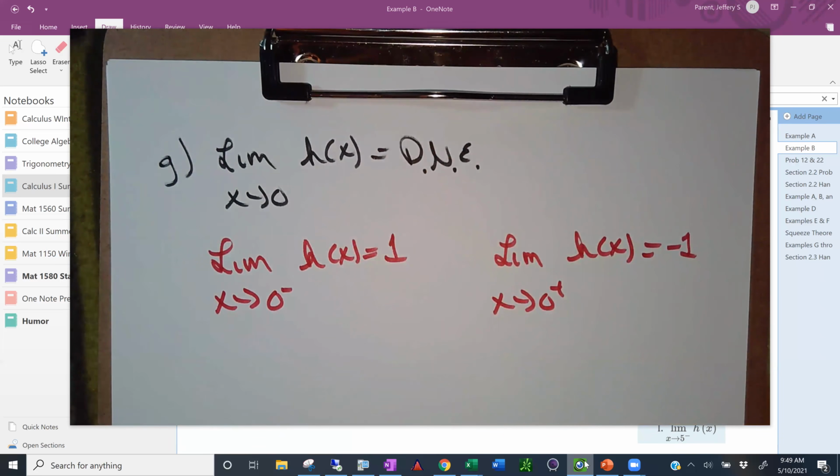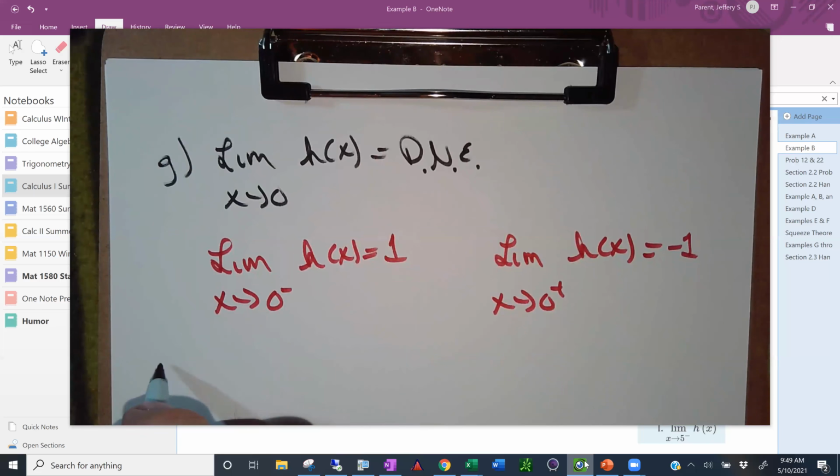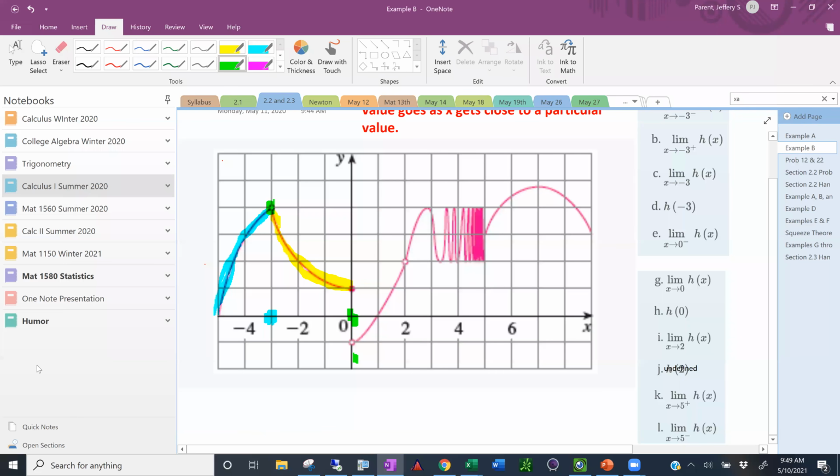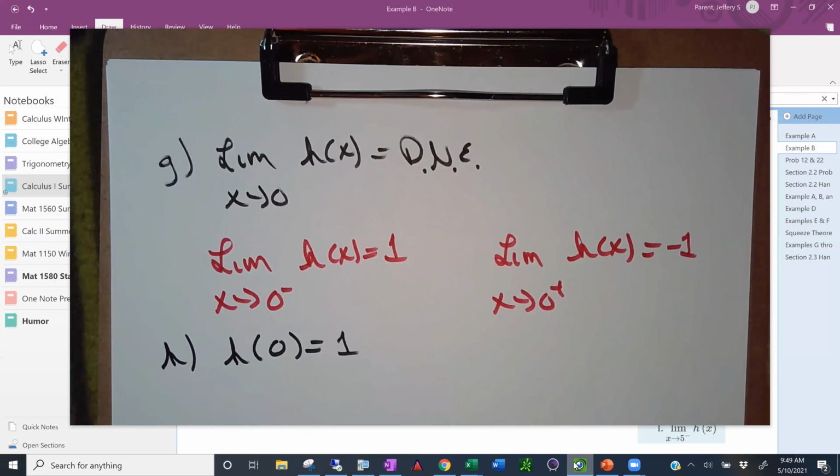Oddly enough, in this one, h of 0 is actually defined. What's the value of h of 0? 1. Yeah, 1. The function is defined at 1 here. Notice you got a closed circle here and an open circle down here at -1. So the closed circle is the value of the function at that point. So h of 0 is 1.